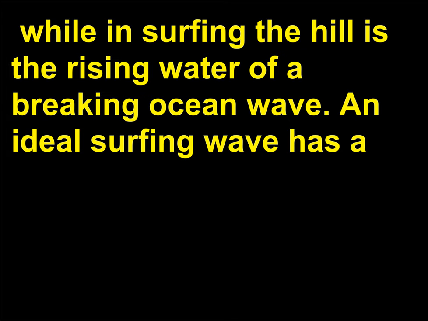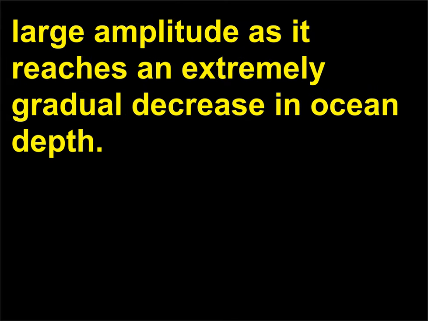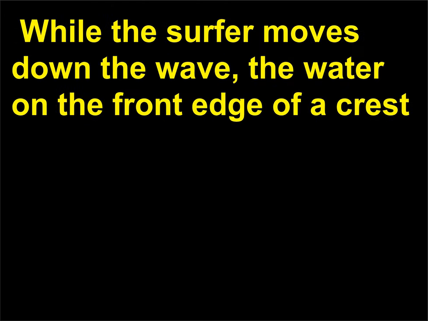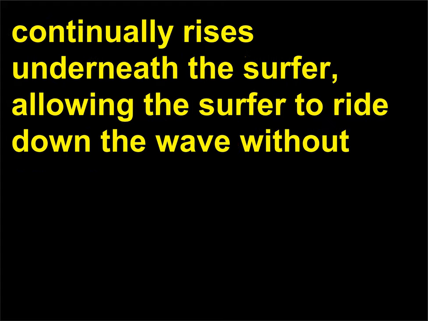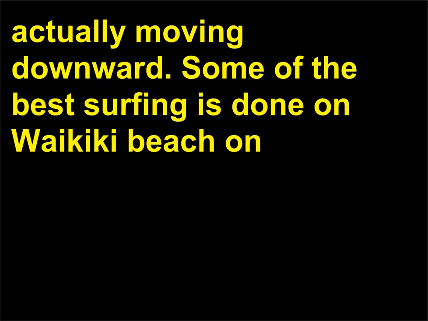An ideal surfing wave has a large amplitude as it reaches an extremely gradual decrease in ocean depth. While the surfer moves down the wave, the water on the front edge of a crest continually rises underneath the surfer, allowing the surfer to ride down the wave without actually moving downward.